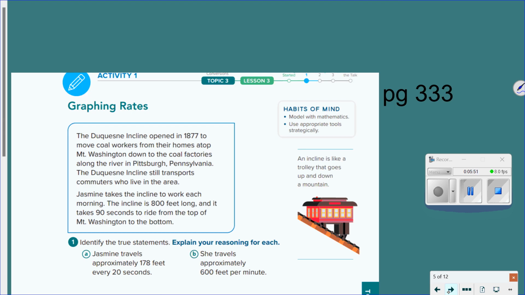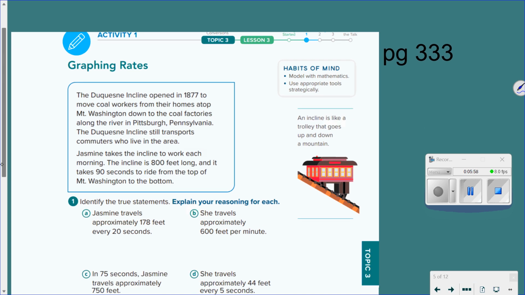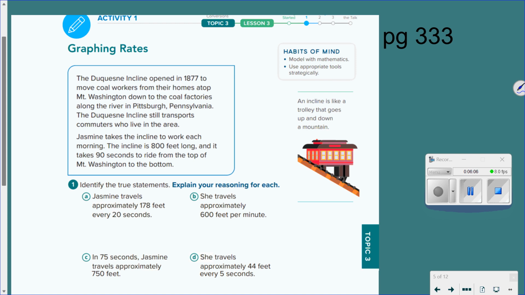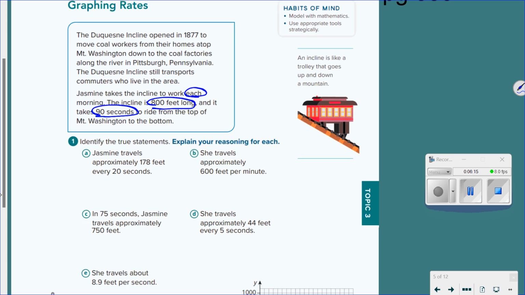Now we're going to do one on an incline. The Duquesne incline opened in 1877 to move coal workers from their homes atop Mount Washington out to the coal factories along the river. The Duquesne incline still transports commuters who live in the area. Jasmine takes the incline to work each morning. The incline is 800 feet long, and it takes 90 seconds to ride from the top of Mount Washington to the bottom. So identify the true statements. Explain your reasoning for each.